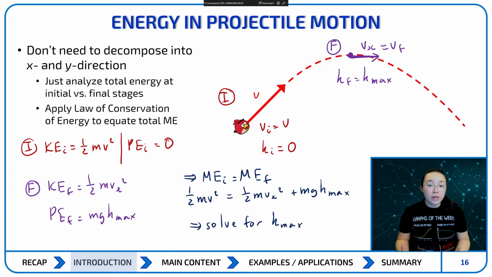So this is just one example of how to use energy in projectile motion. Of course, in this example, I'm just trying to find hmax at the peak of the movement, but you can also try and practice yourself by changing the initial and final states.